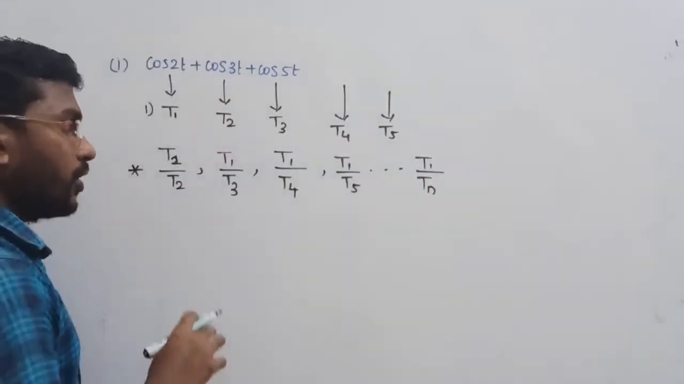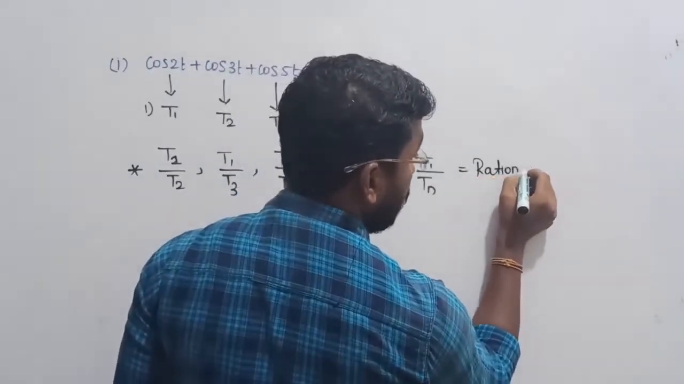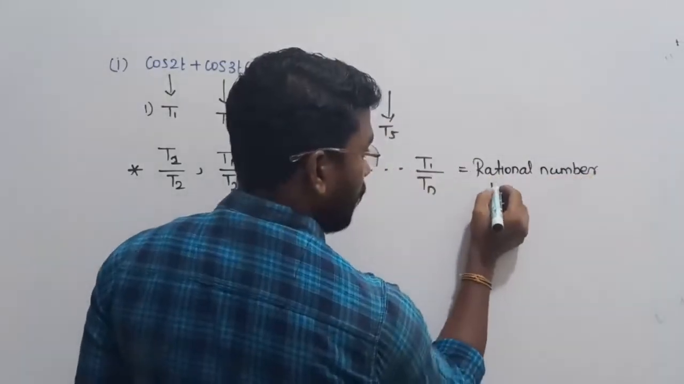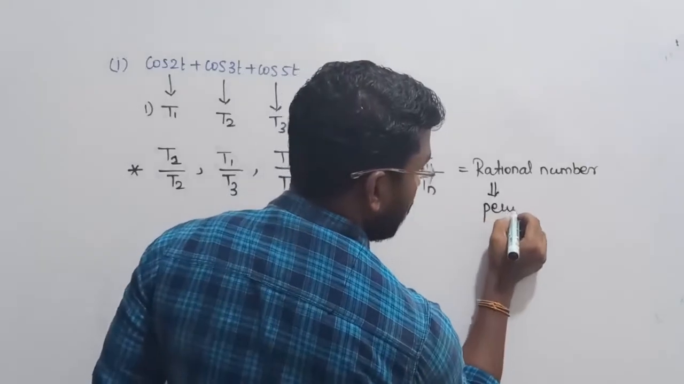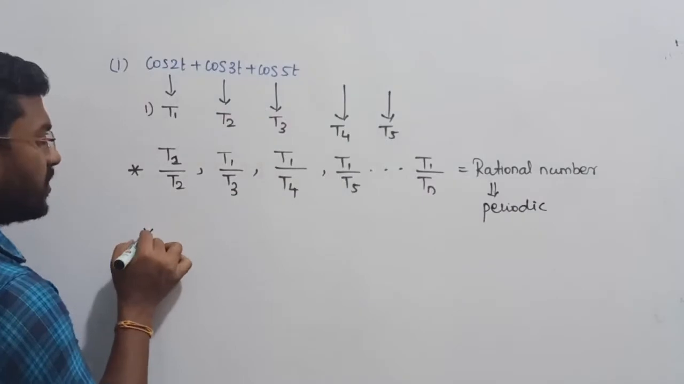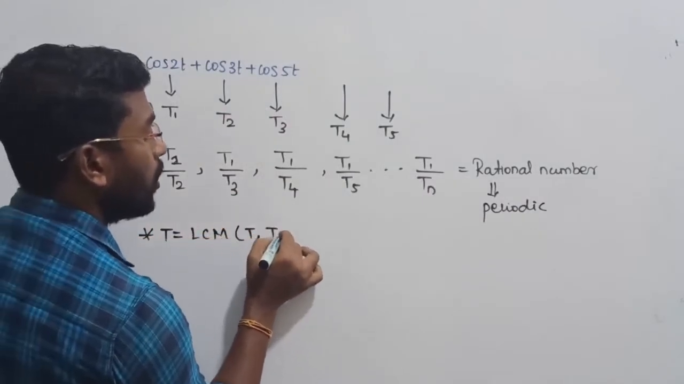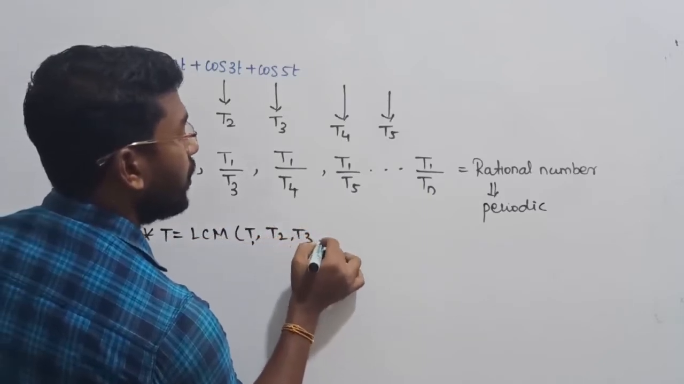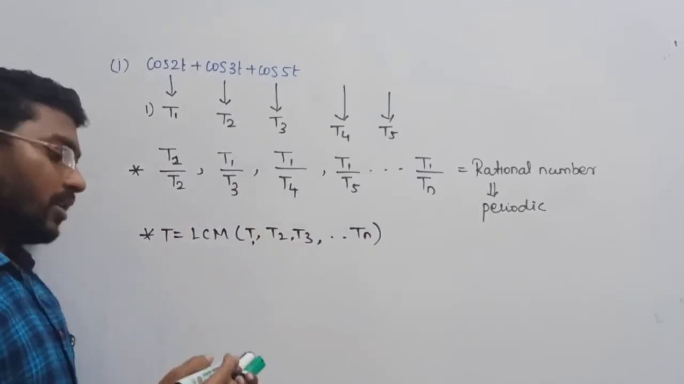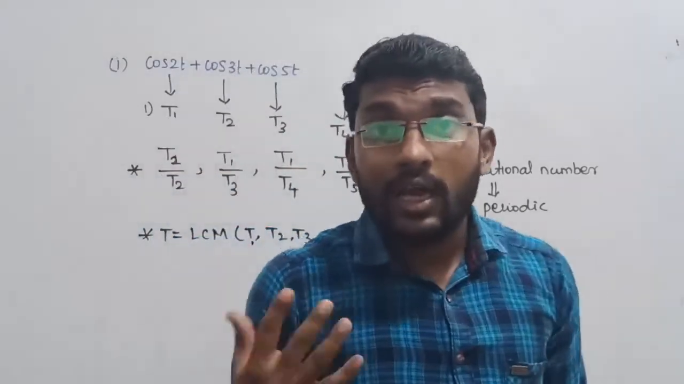After taking the ratios, if all the ratios are rational numbers, then the signal is said to be periodic. Then in the next step, the fundamental time period of the signal is simply the LCM of T1, T2, T3, up to Tn. Consider all the time periods and take the LCM in order to obtain the resultant fundamental time period. This is the general procedure to find the fundamental time period of a linear combination of more than one signal.